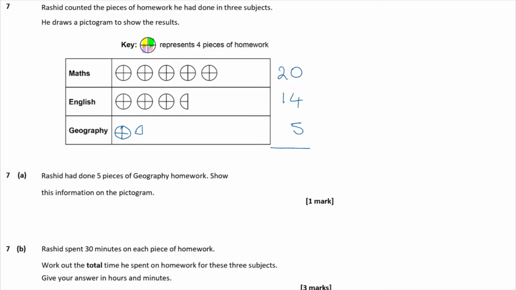Okay, so altogether, how much homework is that? 20 plus 14 is 34. Plus 5, that's 39, isn't it? That comes to 39. So he's got 39 pieces of homework. Now each one is 30 minutes. Now you can think of 30 minutes as half an hour, can't you? So he can do 2 bits of homework in an hour.